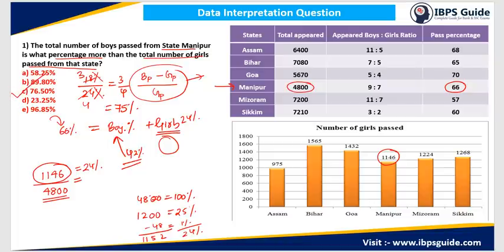Okay. Now if I solve like this, I don't have to calculate the exact number of boys who have passed from Manipur. Okay. I can easily find out this percentage value by using the percentage formula for boys and girls only. Okay.